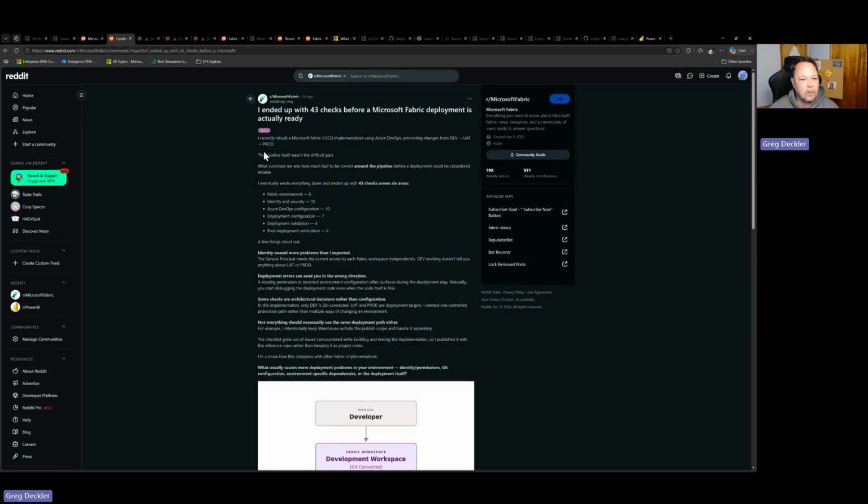So there you go. Stuff just randomly doesn't work or takes longer and costs you more money for no reason. I ended up with 43 checks before a Microsoft Fabric deployment is actually ready. 43 checks. So Fabric environment, 6 checks. Identity and security, 10 checks. So just to be able to successfully deploy stuff in Fabric, this guy has to go through 43. He has built up 43 different checks just to make sure that his deployments don't utterly fail, right? And if any one of those 43 checks fails, then it's not going to work. So good times.